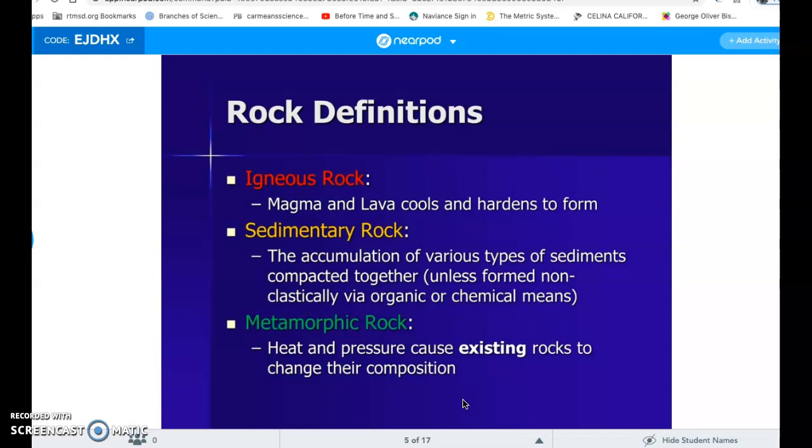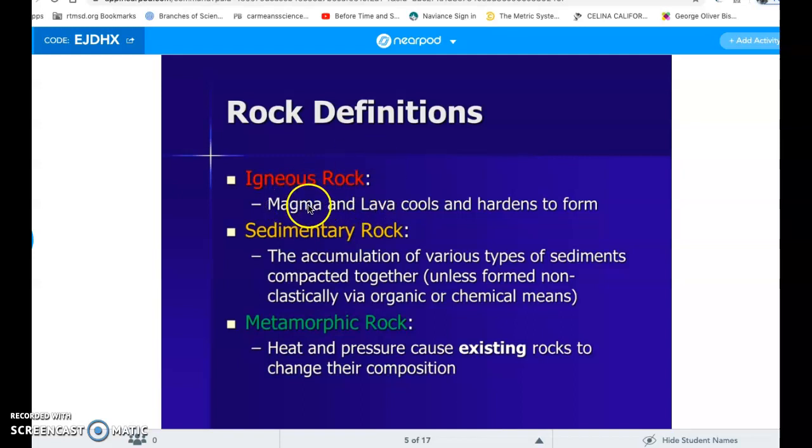All right, so there's three different types of rocks. Any rock that you find on Earth will fit into one of these three categories. The first category is igneous rocks, and igneous rocks are made from magma or lava.